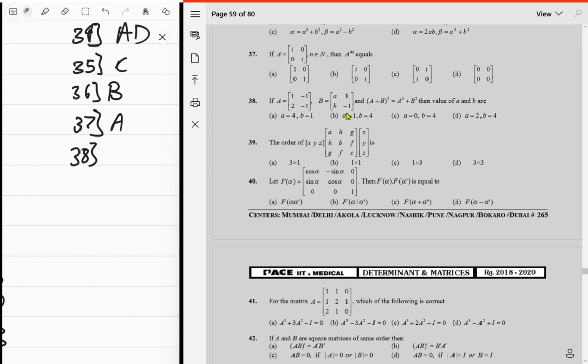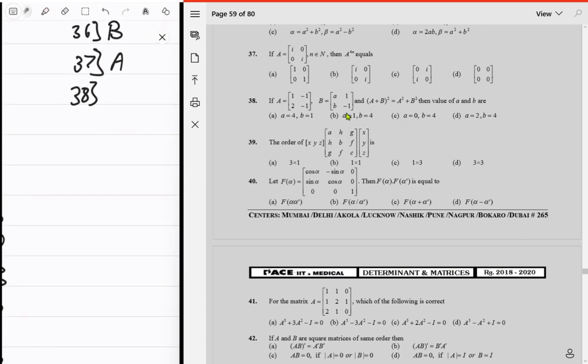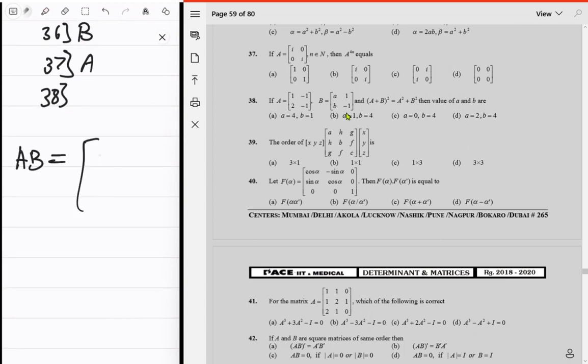First of all, just figure out what AB should be. Or is there some better way to actually not go into all that? No, I guess we just have to do it, right? So what's AB going to be? AB is just, okay, 1, 2, negative 1, negative 1. And then you got this guy.